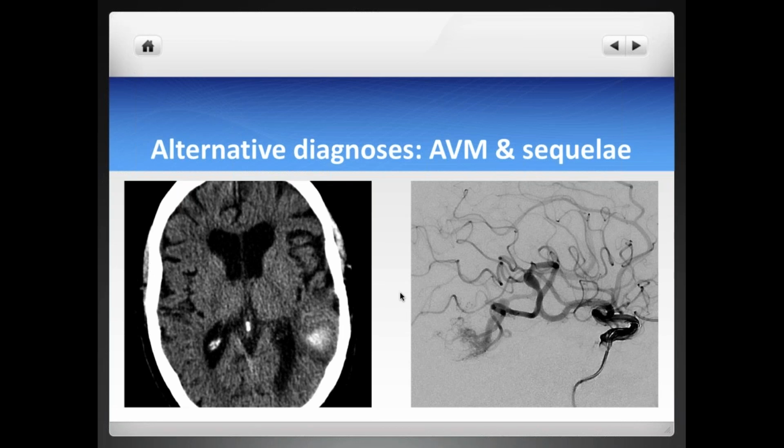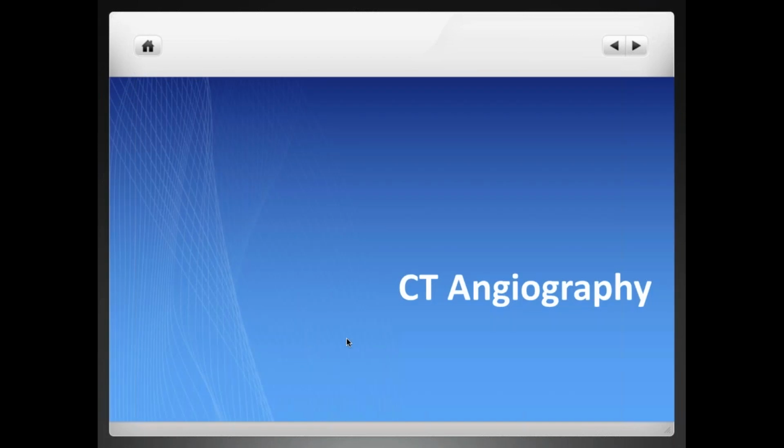In this case, we have a patient that came with some right-sided symptoms, no stroke necessarily, but did have an AVM here that you can see in the angiogram. So as I said, stroke mimics, important to keep in mind.